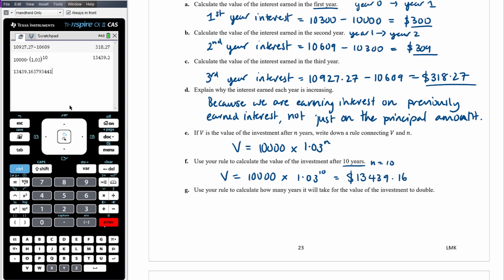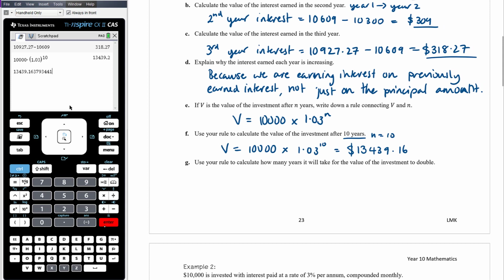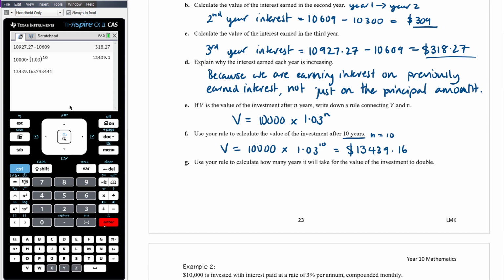Use your rule to calculate how many years it will take for the value of the investment to double. The wording here is a little vague. We had a question like this yesterday. I'm reading this as how many years, so to a whole number of years, and we need the investment to have doubled. So we need to think a little bit about that rounding at the end. The initial investment was $10,000, so the investment will have doubled when the value is $20,000. So we need $20,000 equals $10,000 times 1.03 to the power of n. Then we're going to solve that for n.